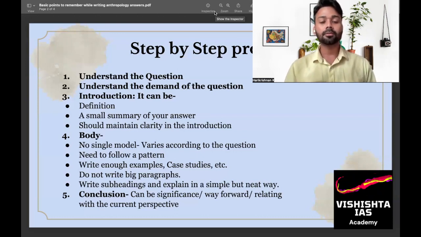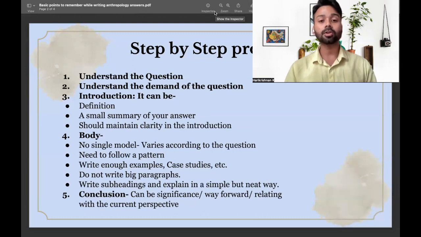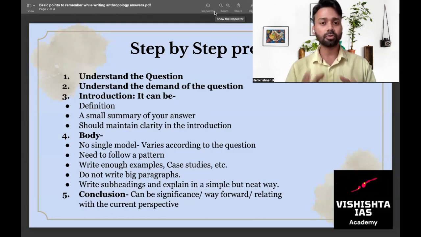Third point, when you are writing an introduction, write it in just 3 or 4 lines, not more than that. Ensure that it has very good clarity. The person who is reading the introduction should not get confused. He should get good clarity about the answer. That is very important. Then you will start the body.